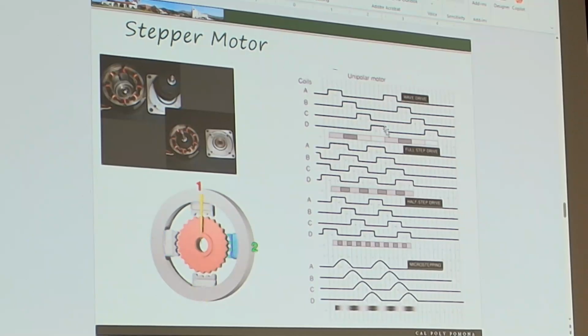Which one's A, which one's B, I really don't know. But when you hook it up to a driver, if you don't know the motor itself, say you see some surplus stepper motor and you don't know what it is, you can tell if it's bipolar simply by doing that. If you don't have any changes, then it's unipolar.